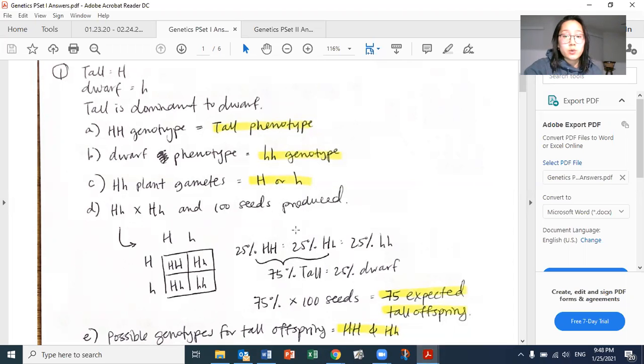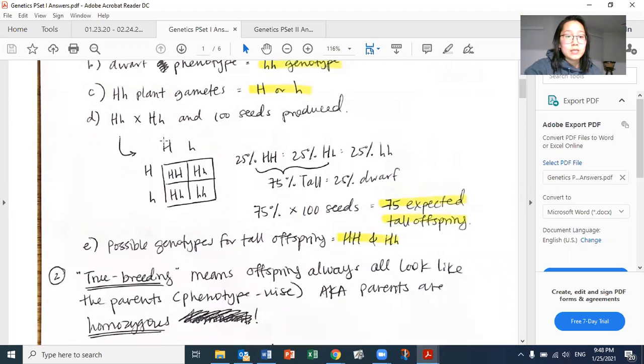So you would show the Punnett square that is a cross between the capital H, lowercase h heterozygous plants. And so you're writing out the Punnett square, and then you show the ratio, and you multiply the ratio by the 100, right? So you would have 25 dwarf and 75 expected tall offspring.